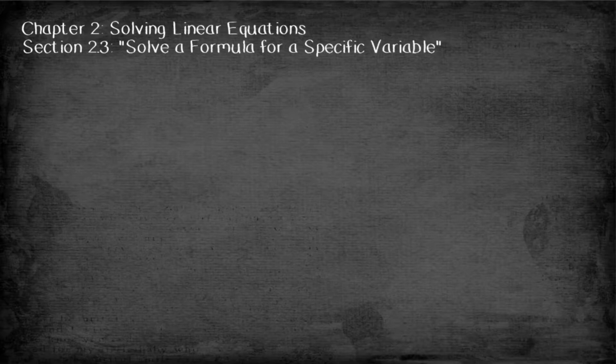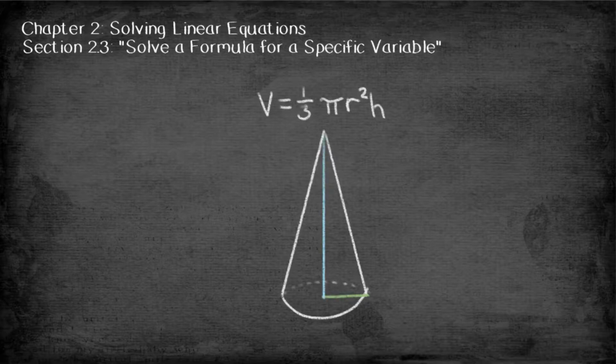So we're going to look at a lot of geometry type applications of the algebra that we've been doing, and we're going to start off here with this cone. What we have is the volume of a cone, which is equal to 1/3 pi r squared h, where r is the radius, shown there in green, and h is the height of the cone.